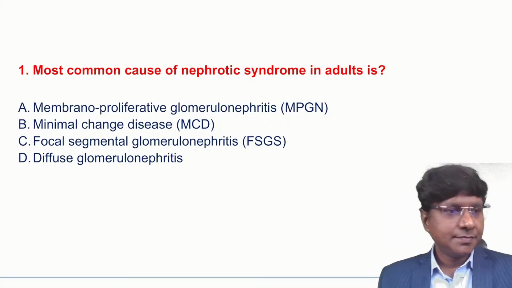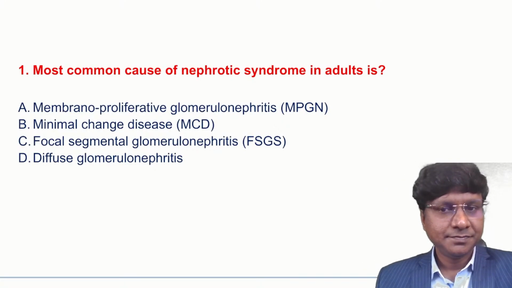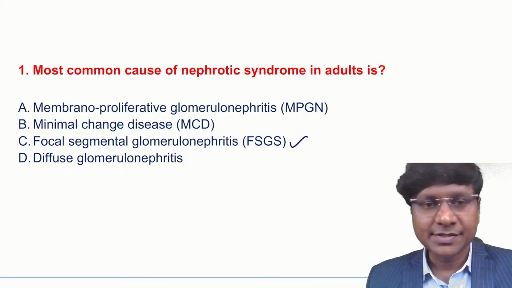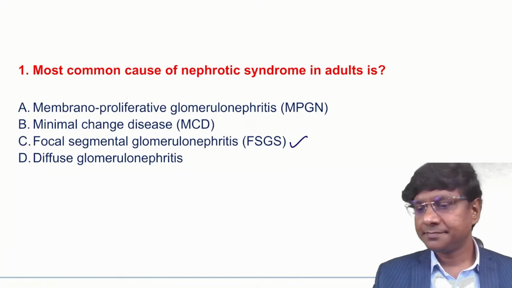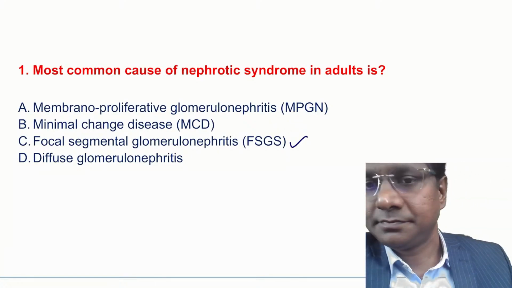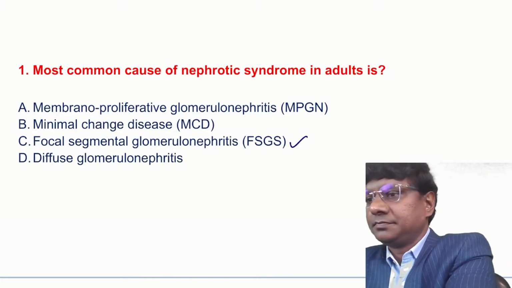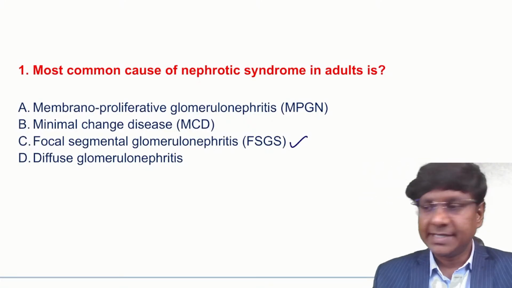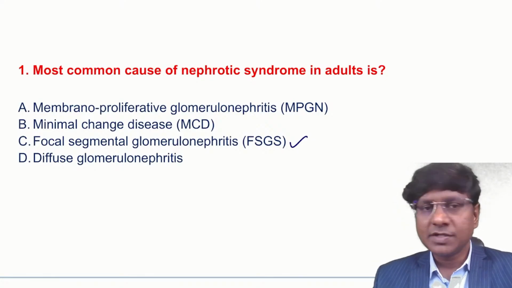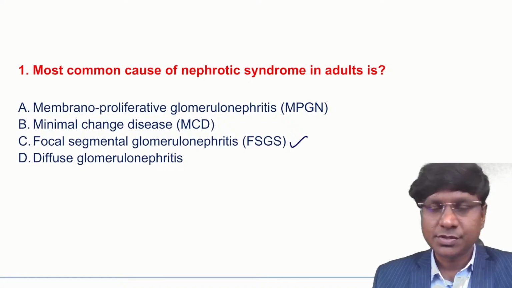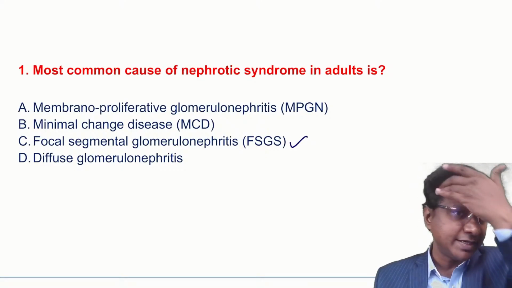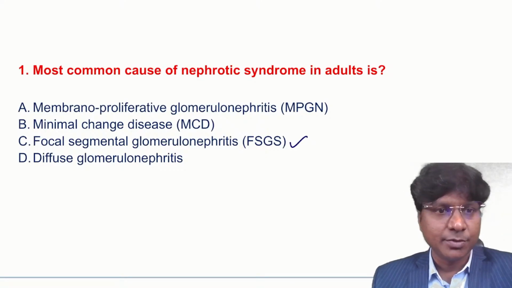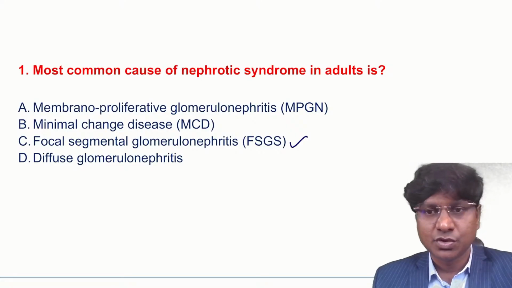That is great. The answer is focal segmental glomerulosclerosis. That is the most common cause. Now, how should we rule out the other options? The other options include membranoproliferative glomerulonephritis, minimal change disease, and diffuse glomeruloproliferative nephritis.